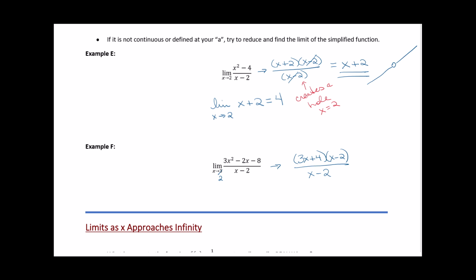If you're having trouble with the factoring, be sure you watch the review videos on factoring. That will really help you during this section. So the x minus 2 is reduced, leaving us a hole at 2, but the limit as x approaches 2 would be the same as the limit of the linear equation 3x plus 4. So if we plugged in 2 for the x, we would get a limit of 10.